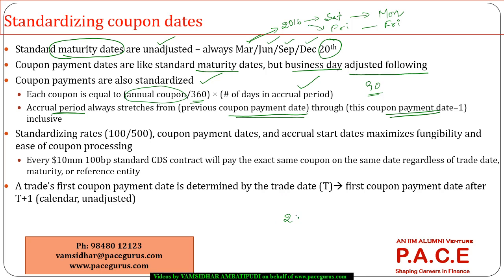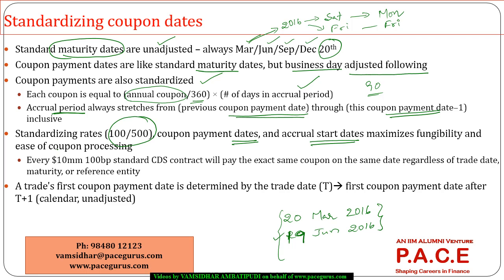So when I am talking about 20th March as the previous coupon paid date, and now 20th June will be the next coupon paid date, I will find out up to 19th June inclusive, because the next coupon payment date will be 20th June. So I will look at up to 19th June and try to find out how many days there are in this particular period. Rates are standardized as I have already specified. The coupon rates are either 100 basis points or 500 basis points, one of these two. Dates are standardized. Accrual start dates are also standardized because they are purely based on the previous coupon payment date to the current coupon payment date minus 1.